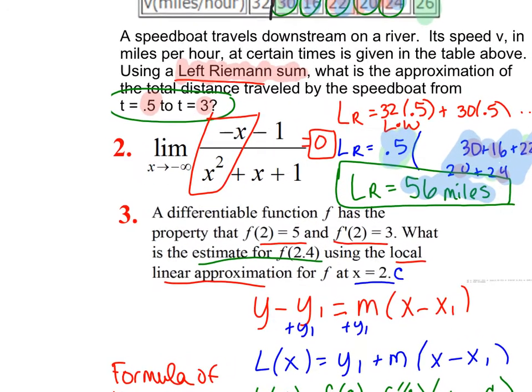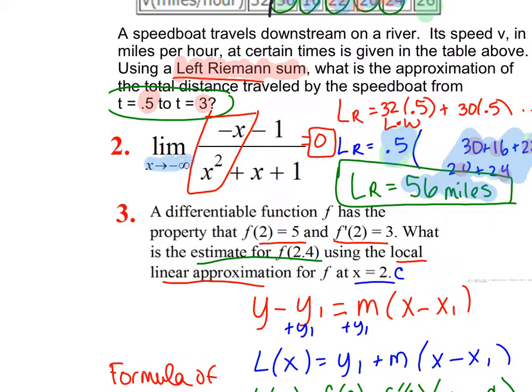Number 2. The reason why this is easy is because you simply look at the leading coefficients, the end behavior, if you will. For one, I know that x to the x squared is going to grow much faster than negative x. So this one is going to get exponentially faster than this one.